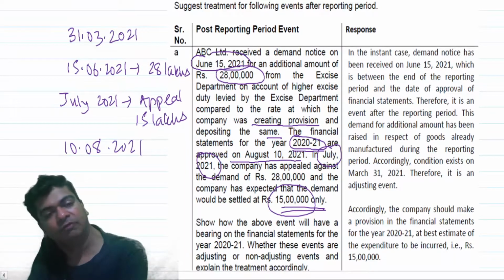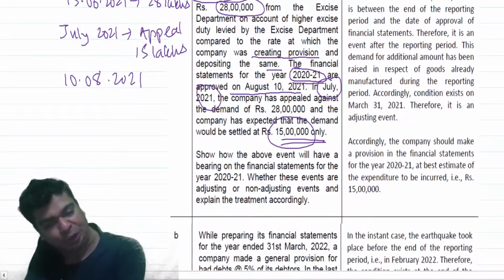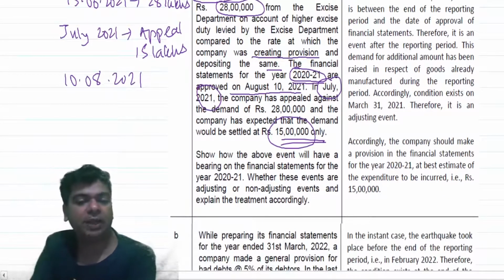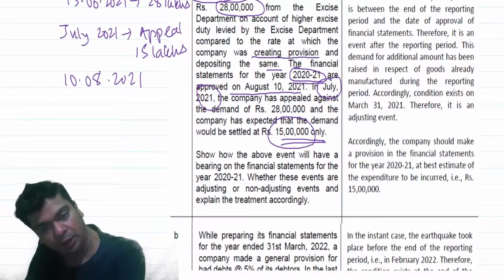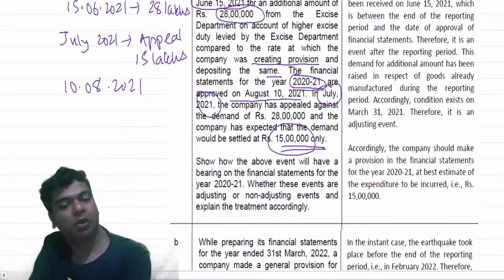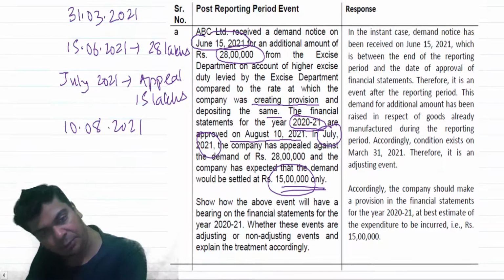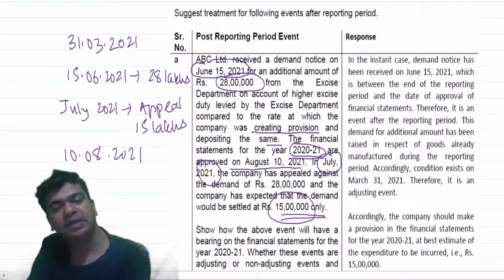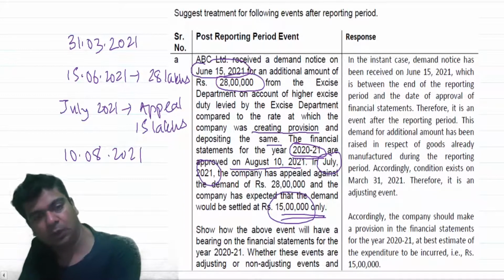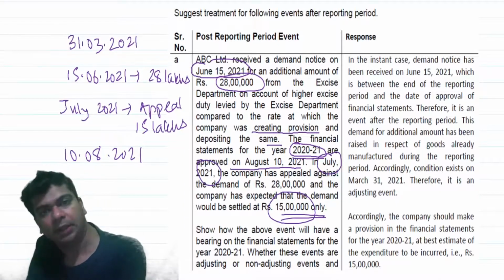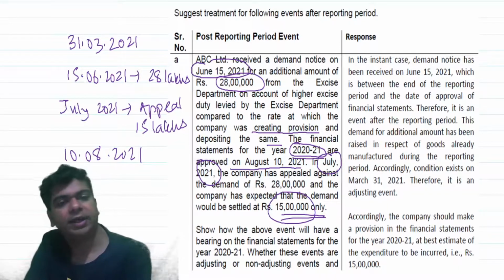This is the timeline of the question. They are saying show how the above event will have a bearing on the financial statements for the year 2020-21, whether these events are adjusting or non-adjusting events, and explain the treatment accordingly. Is it adjusting or non-adjusting? Basically, that is the question. What do you say? Adjusting? Non-adjusting?